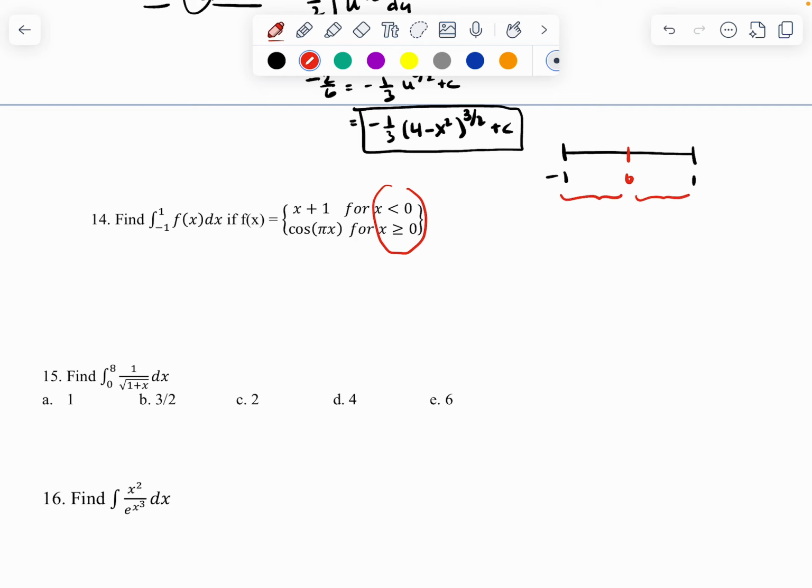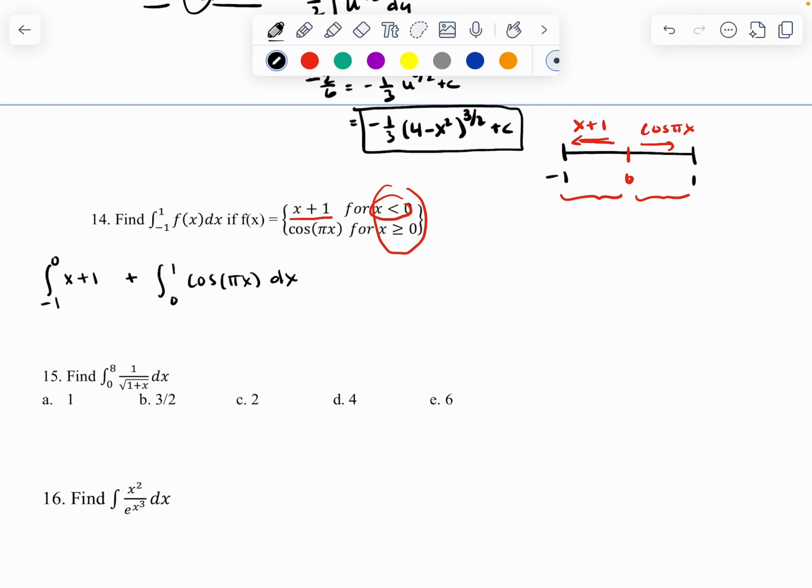Now, who's who? Well, it says when x is less than 0, the equation is x plus 1. Here I definitely have less than 0, so this is your x plus 1. And then for x greater than or equal to 0, that's going to be the cosine of pi x. I remember this question is kind of gross, but it's okay. All right, so let's set it up. I have the integral from -1 to 0 of x plus 1, plus the integral from 0 to 1 of cosine of pi x dx.